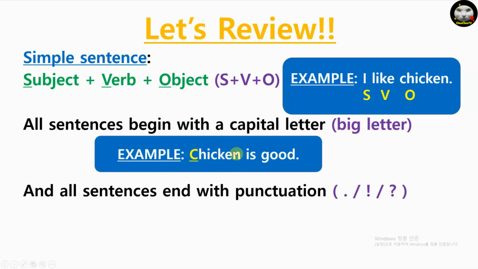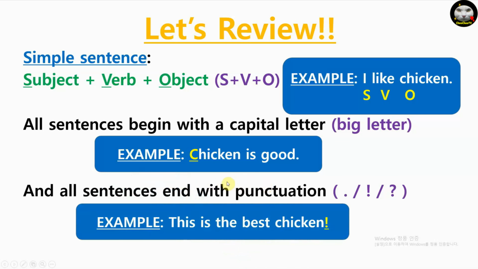Chicken is good. We notice the C in chicken that begins the sentence starts with a capital letter. And also, all sentences end with punctuation. Our example, this is the best chicken! We use an exclamation point to show emotion.